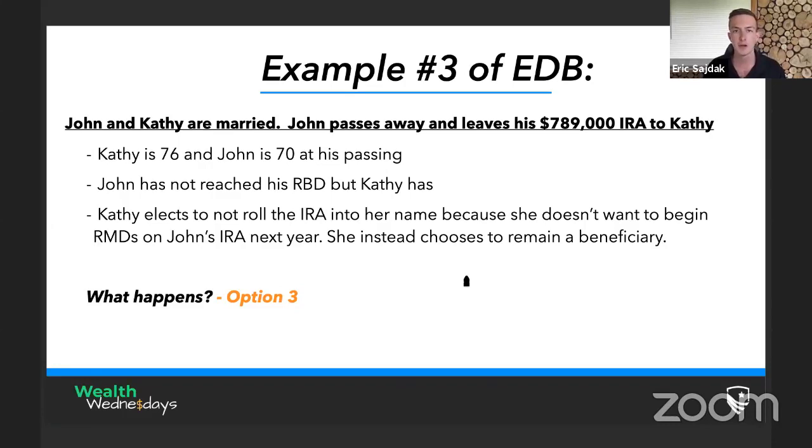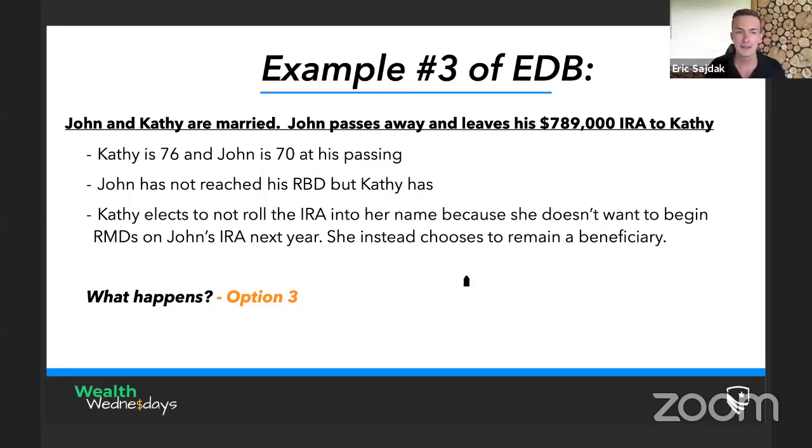John and Kathy are married. John passes away and leaves his almost $800,000 IRA to Kathy. Kathy is 76. John is 70. So interestingly, this is kind of the flipped example. John has not reached his RBD age, but Kathy has. So Kathy is inheriting that $800,000.